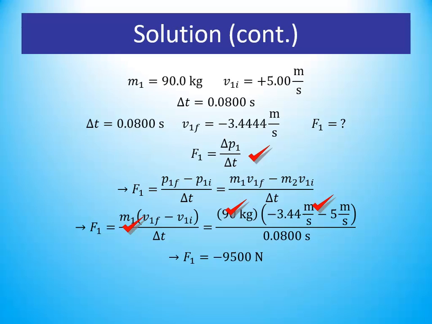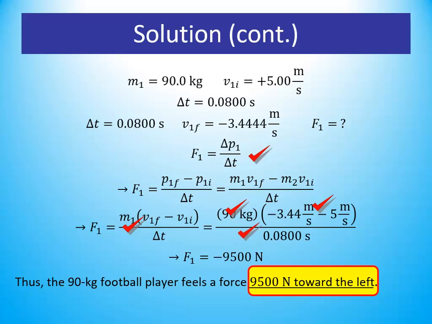In fact, since we denoted that right is positive, it would be fine to leave the answer like this, but we'll write it out in English anyway, so that would be 9,500 newtons toward the left. So that is how you can use the impulse momentum theorem combined with conservation of momentum to solve for an unknown force involved in a collision.